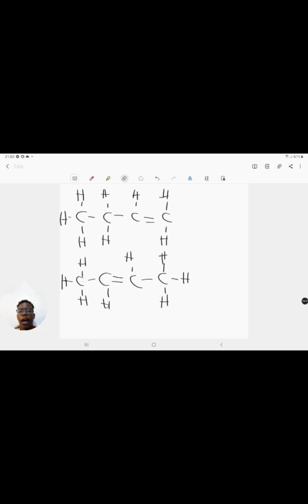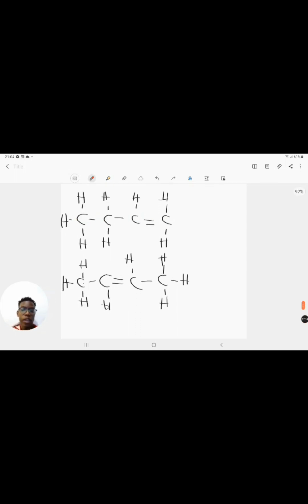Now, how do we establish where a particular double bond is for these two? How do we establish that? Well, what we will do is number our chain. Now, where's our chain? Remember in the previous video, I told you that a chain is formed if you can draw a straight line without breaking through all your carbon atoms, right?